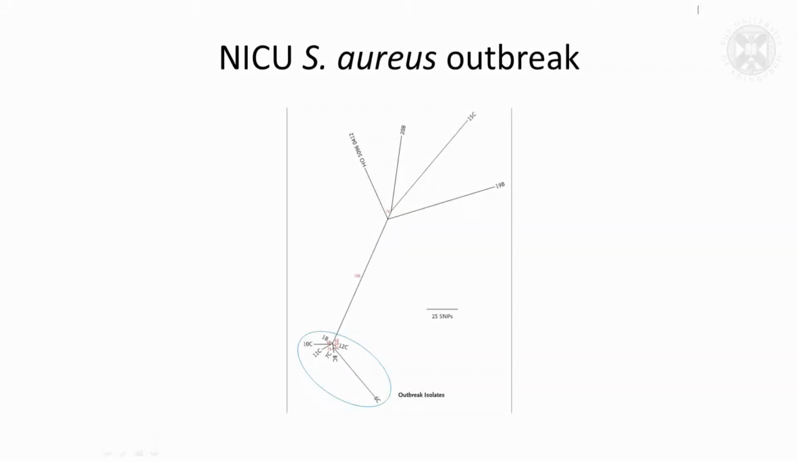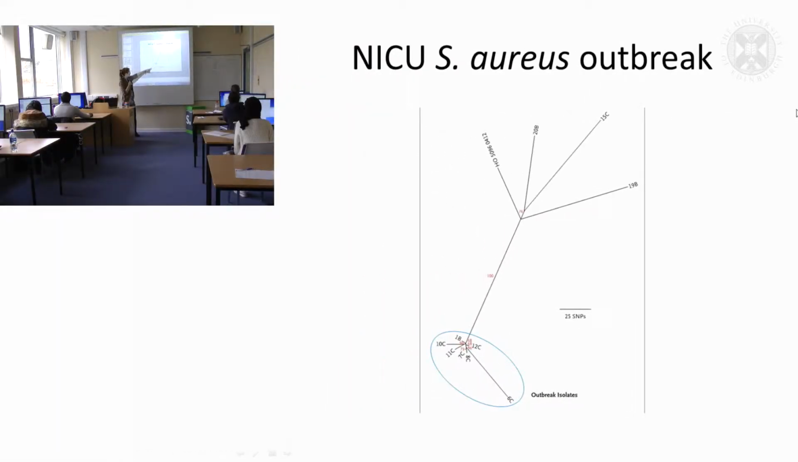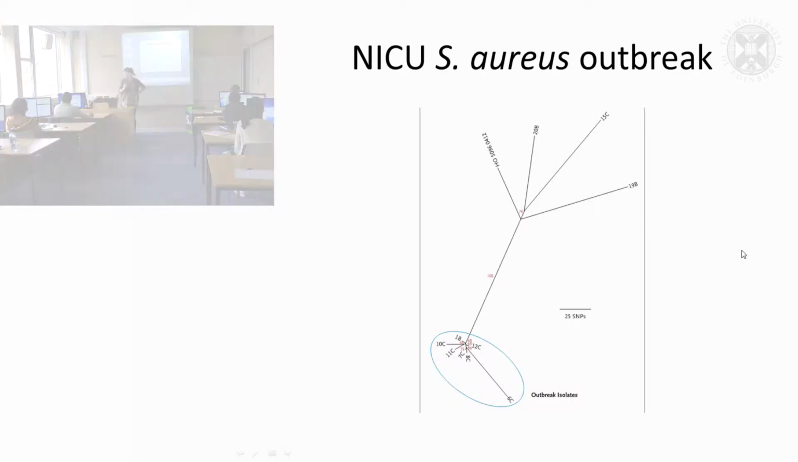This is what your tree should look kind of like. And your outbreak strains are down here, which is good. And they're all closely related, which is what you would expect in an outbreak. If they're all over the place and amongst other ones that aren't from the same ward, it's probably not really an outbreak.